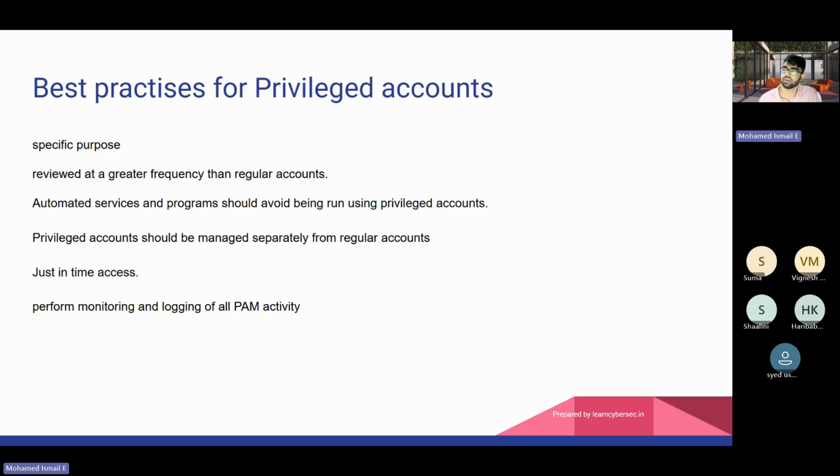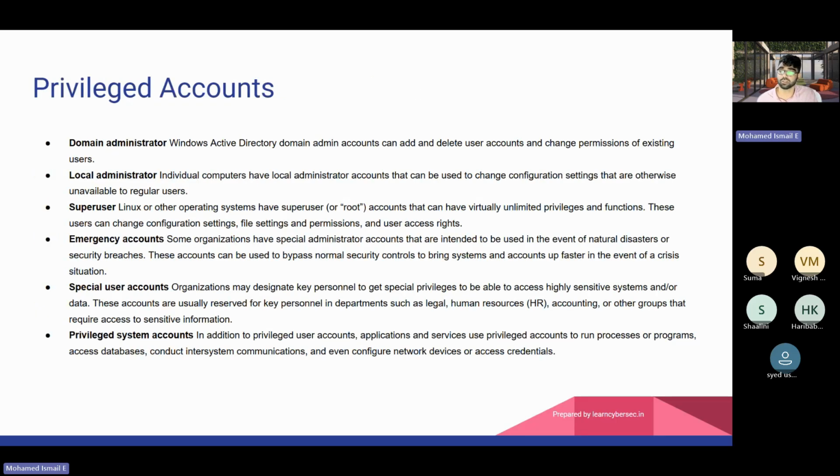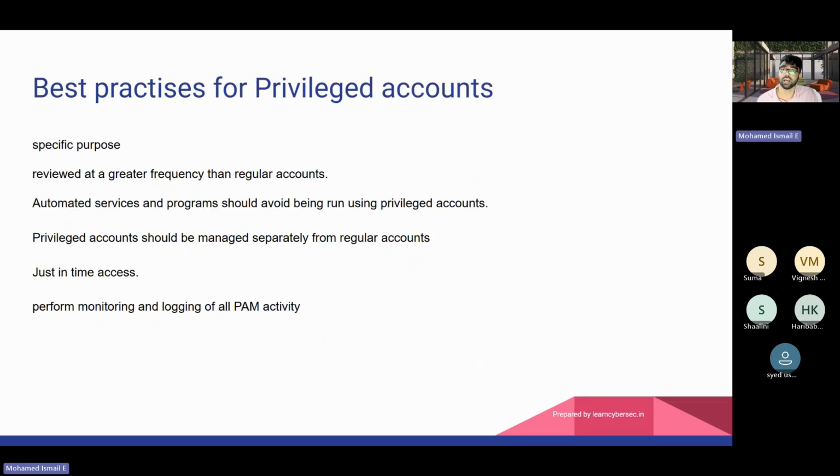Next, automated services and programs should avoid being run using privileged accounts. These privileged accounts are not recommended for use in automation scripts because, for example, if you use emergency accounts in your automation scripts, what will happen? This may have more privilege. If the script is compromised, a hacker can execute anything through the script.